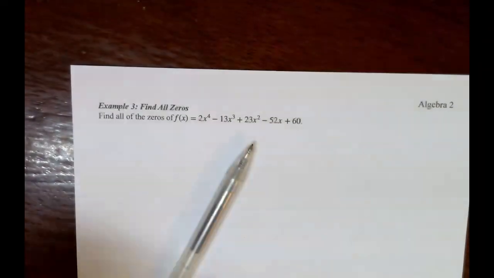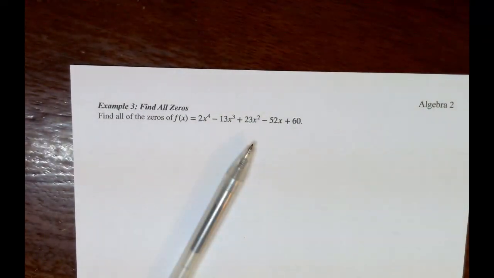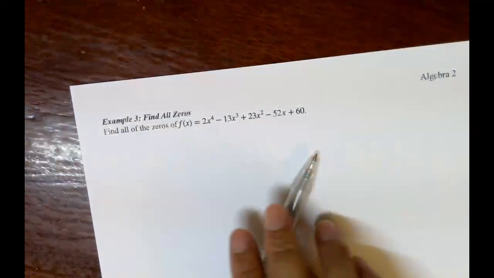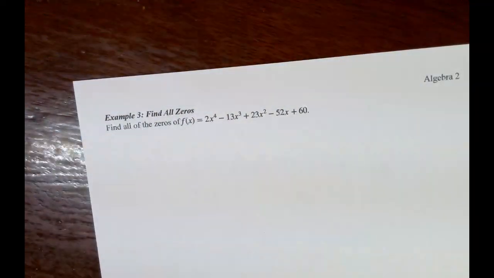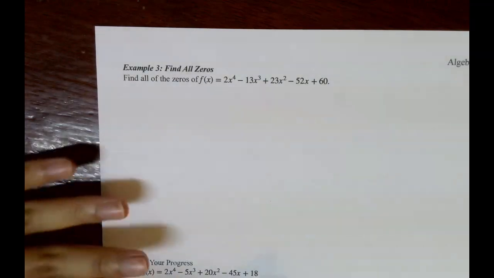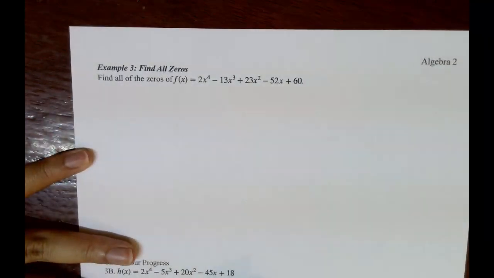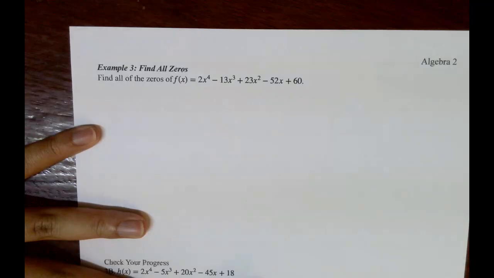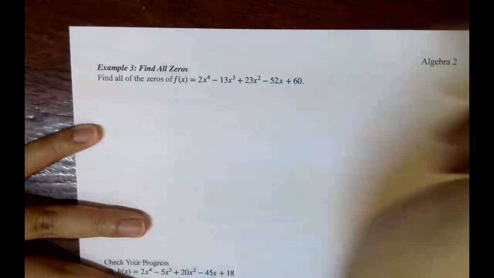Okay, so now we're going to use that, and we're going to find all of the zeros. We're going to put all of that together, and not only find the rational ones, but any of the irrational ones or even the imaginary ones. So here it says to find all of the zeros of f of x equals 2x to the fourth minus 13x cubed plus 23x squared minus 52x plus 60.